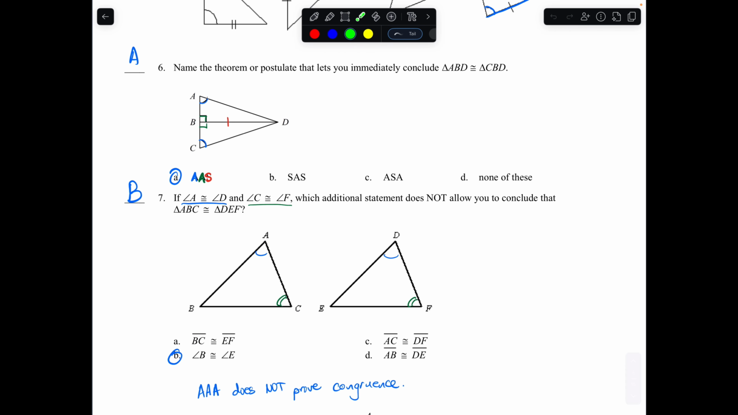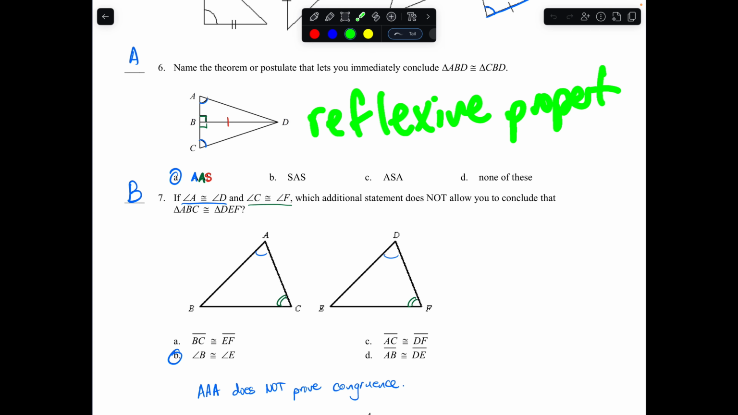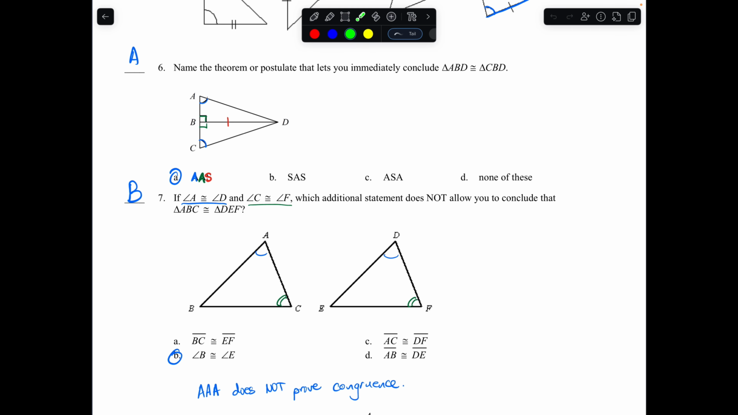Number 6, we have a diagram here. What postulate or theorem lets us immediately conclude that the two triangles are congruent? Well, we have one pair of angles, we have another pair of angles, and then it's not given in the picture, but we should notice right away that both triangles share side BD. So that's the reflexive property. Technically the reflexive property of line segment congruence. So we can say BD is congruent to itself.